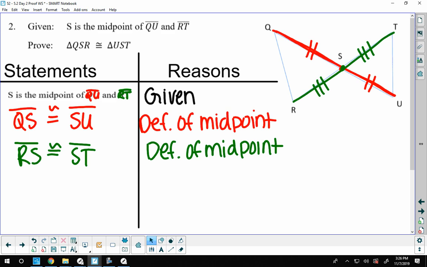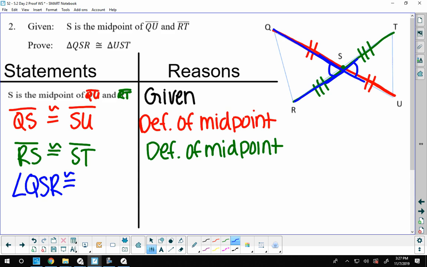And now we want to check, do we have reflexive property or do we have vertical angles? We have a pair of vertical angles right here, and vertical angles are congruent. So be careful when you name these angles. We can't say angle S because there's really 4 angles at the point S. So we can name this angle QSR. And then to make sure you get the corresponding angle correct, you can use your congruence statement. So QSR is corresponding or congruent to angle UST.